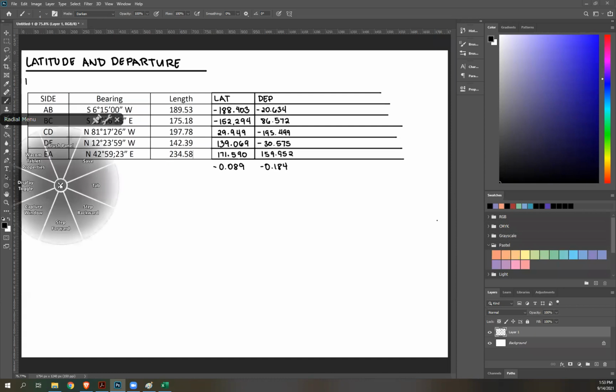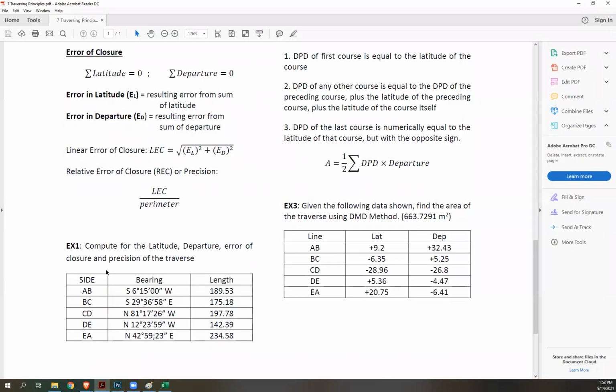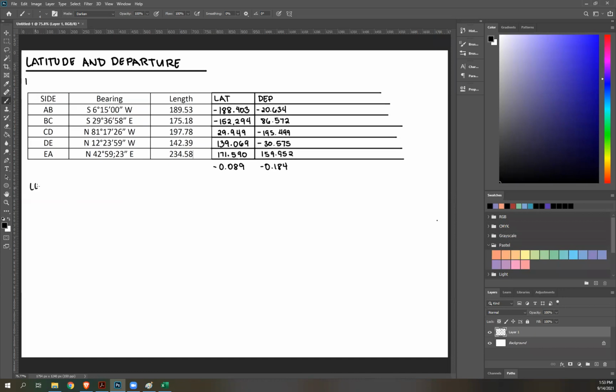What we're looking for is error in closure. So that's LEC. And remember, LEC is just the square root of EL squared plus ED squared. And this is your EL, this is your ED. Using that, please compute what's LEC. Correct.